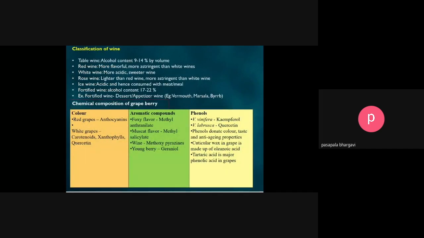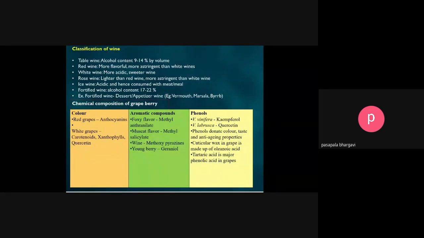And this is the classification of wine. You have to remember those things. Table wine means alcohol content 9 to 14% by volume. Red wine means more flavorful, and it also contains some astringency. White wine is more acidic and sweeter. Rose wine is lighter than red wine, but it contains more astringency when compared to white wine. Ice wine means acidic, and these terms are very important. For fill in the blanks, they will ask which is white wine, rose wine, like that.